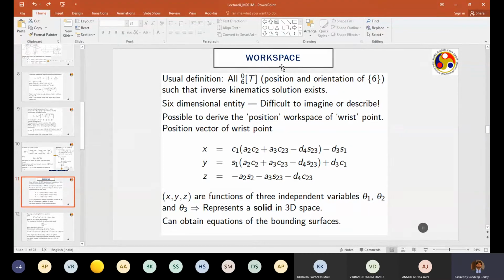So if you see the position vector of the wrist point, that is given by the XYZ terms, the position vector of the transformation matrix, this is what we just saw, these XYZ terms. These are functions of 3 independent variables, theta 1, theta 2 and theta 3. So they represent some kind of solid in 3-dimensional space. So we can obtain what are the equations of these bounding surfaces of the solid. How do we do this?